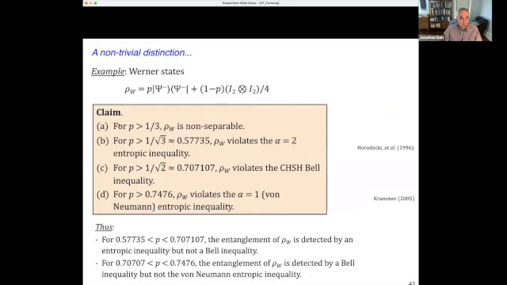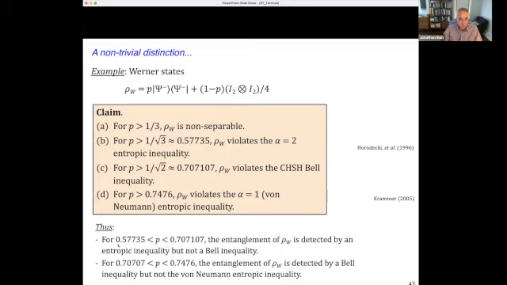You can show the following properties that hold for this two-dimensional Werner state. The first three, I think, are demonstrated in an article by the Horodeckis from 1996, and the last claim is demonstrated in a thesis by Kramer from 2005. For p greater than 1/3, rho sub W is non-separable. For p greater than 1/3, it violates the alpha equals two entropic inequality. For p greater than 1/2, it violates the CHSH Bell inequality. And for p greater than this particular value, 0.7476, it violates the alpha equals one von Neumann entropic inequality.